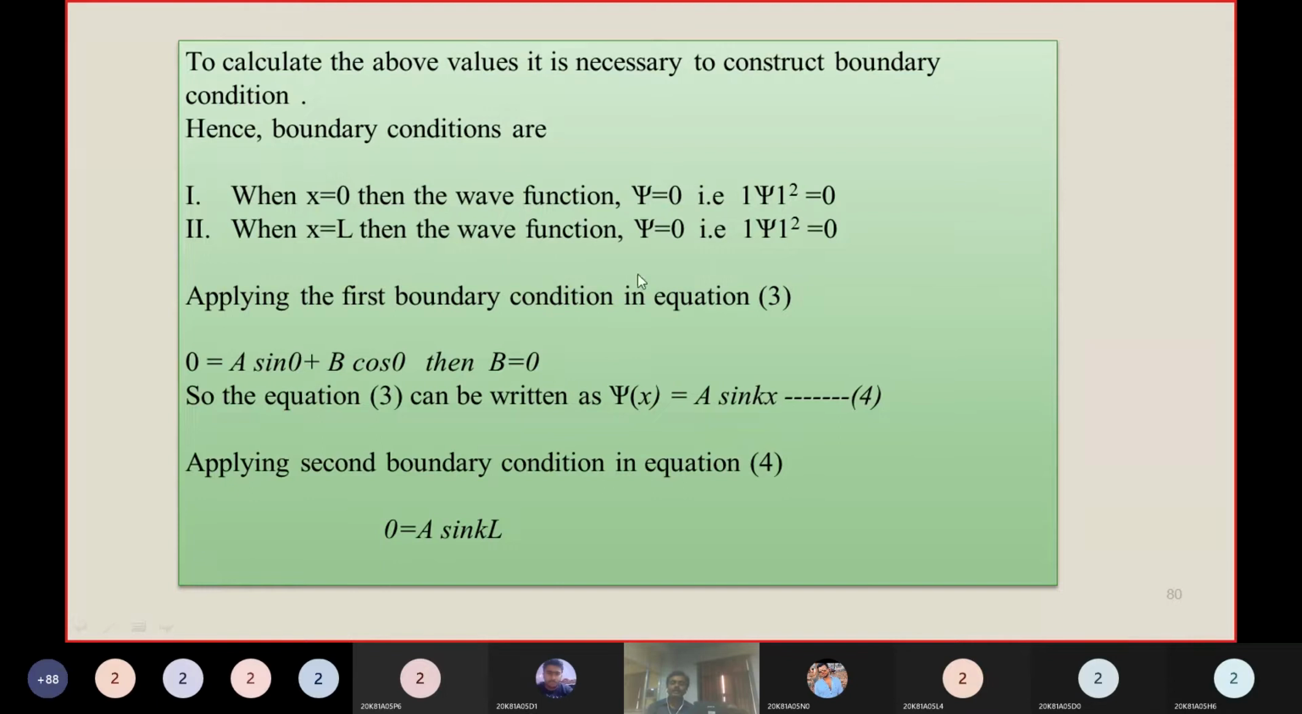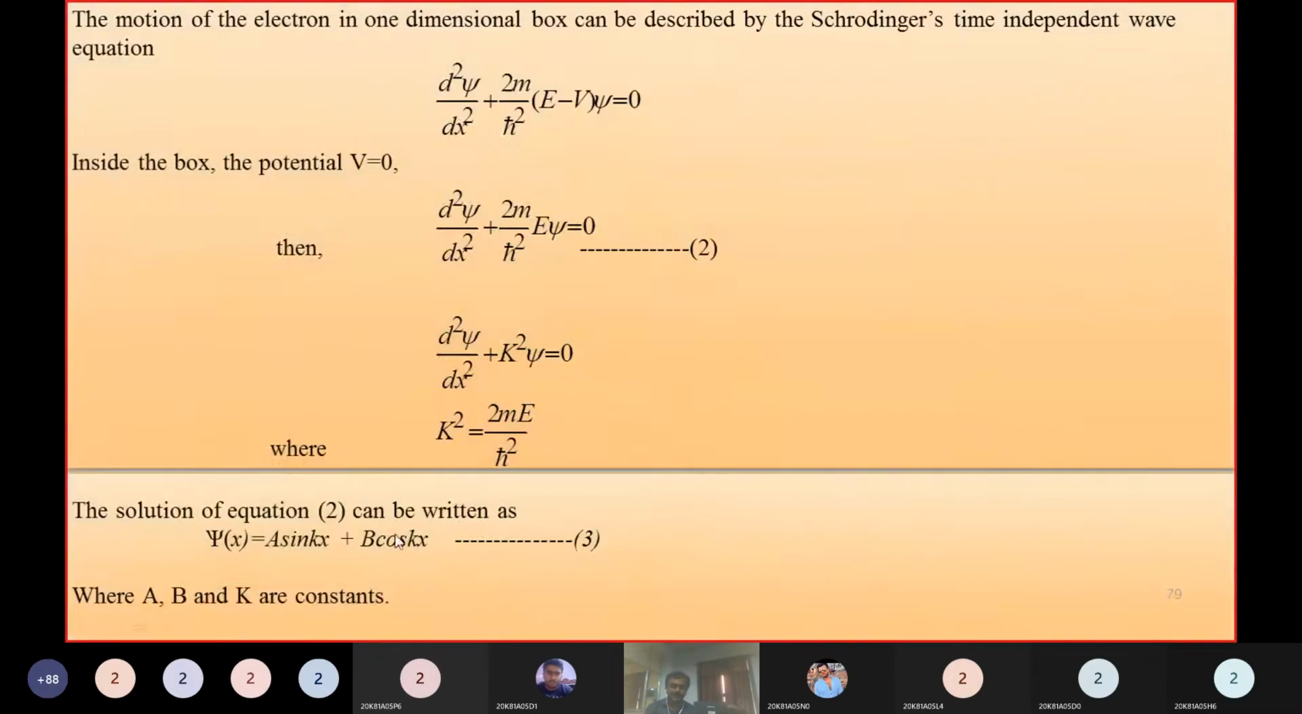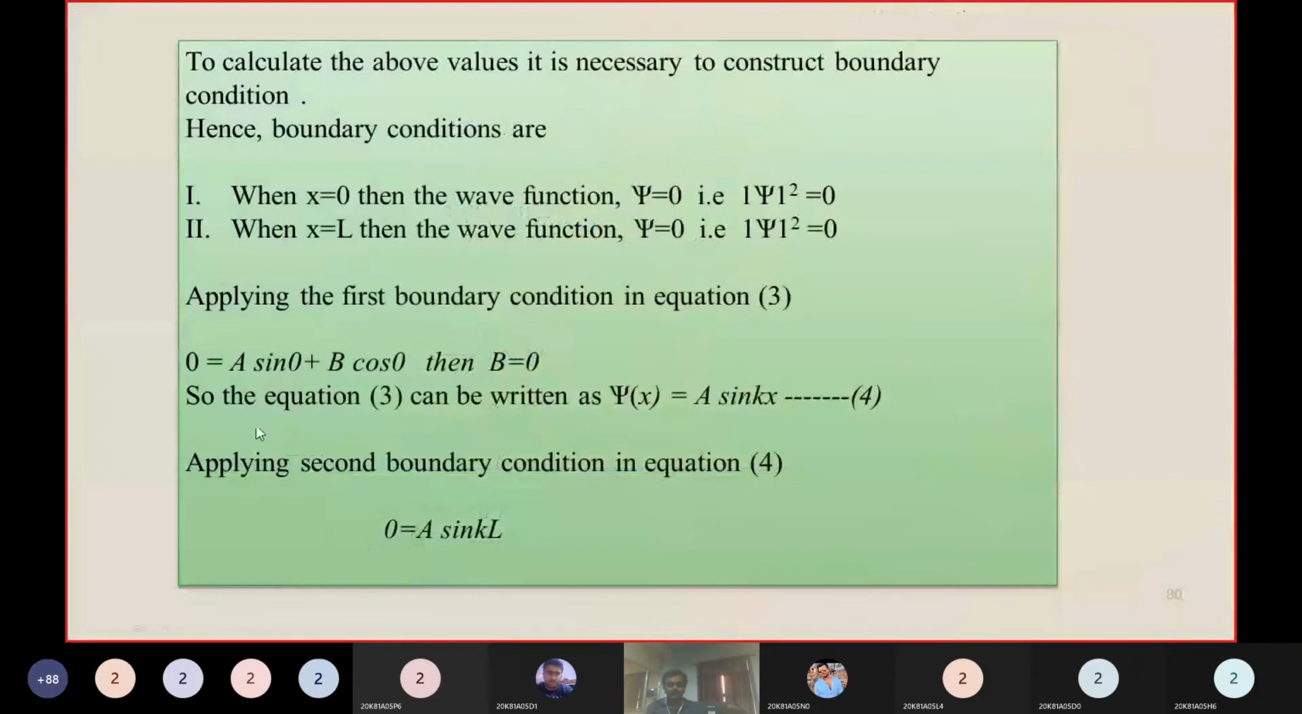Substitute this value in equation 3. This is equation 3. Substitute the B value in this equation. If you substitute B equal to 0, what is the remaining term? Psi of x is equal to A sin kx. Let us take this as equation number 4. Now apply the second boundary condition.